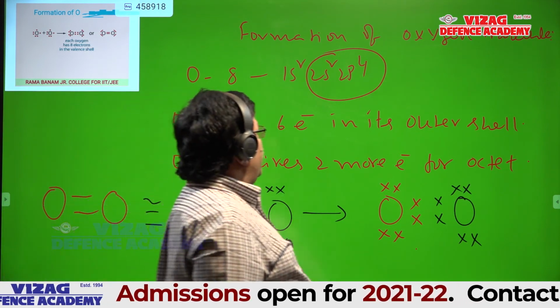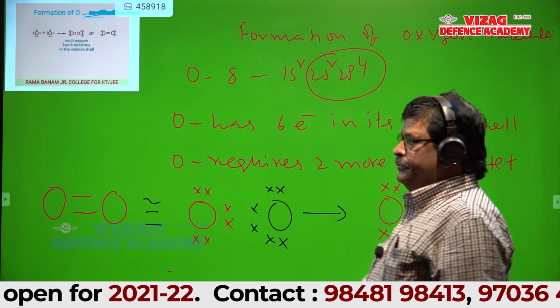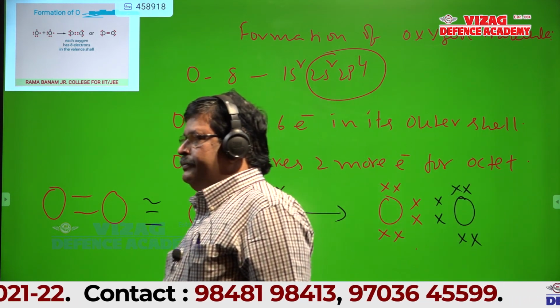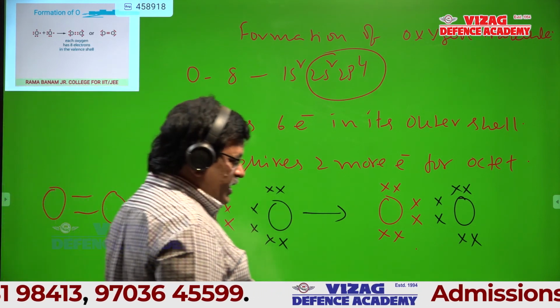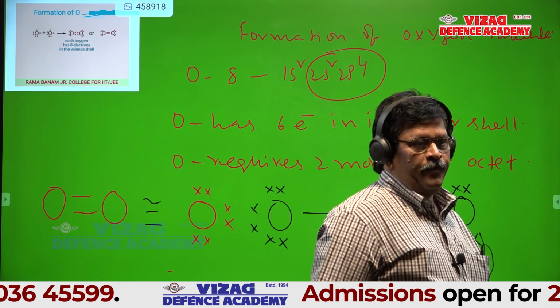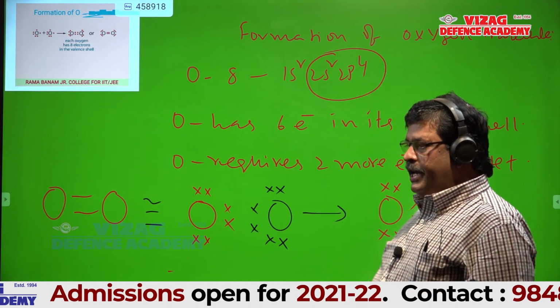Right, circle that 2s2, 2p4. Oxygen has 6 electrons in its valency shell.